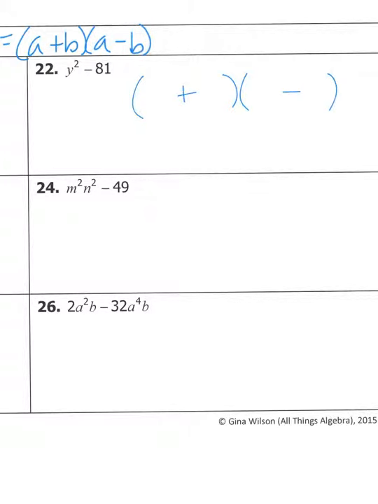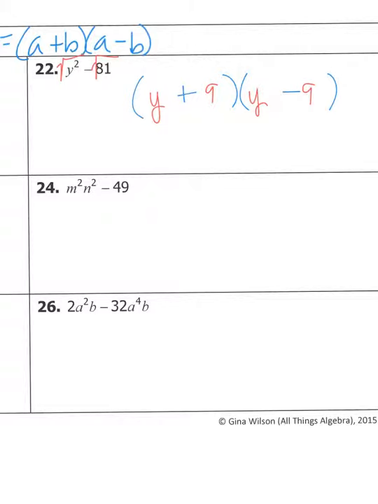And so the square root of y squared is y, and the square root of 81 is 9. Then you have to make sure that this cannot be factored any further, because you might have the difference of two perfect squares again, and this is a perfect square, but y to the first is not. If it were y squared, then you could.